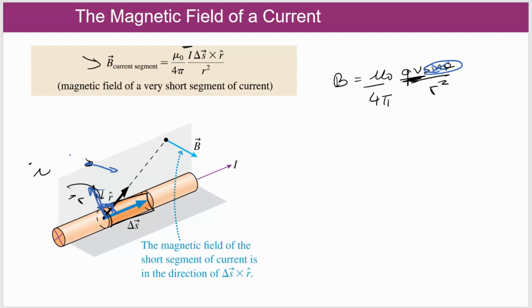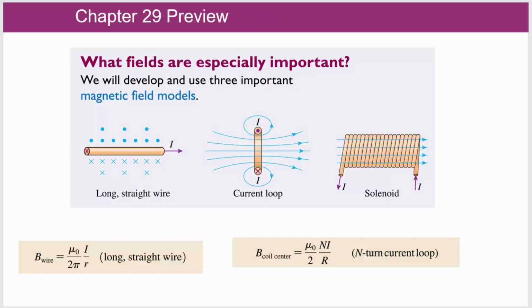What does it look like for a wire? If we have the current in this direction, we know this would be r. So that's r, this would be v, and this is I. The magnetic field B is mu sub 0 over 4 pi, I delta S cross r hat, over r squared. So if we curl v into r, the magnetic field would be pointing out towards us.